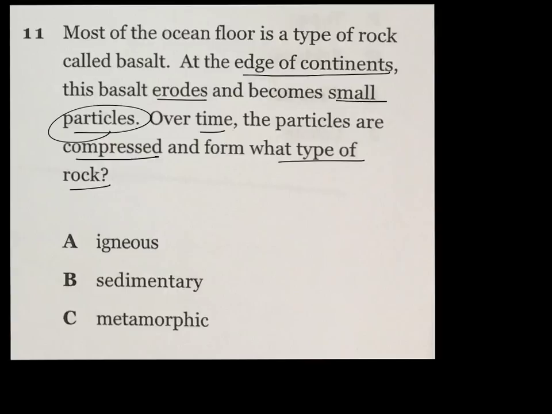Alright, so if we're actually taking a look at this, at the edge of continents, we have a bunch of particles, alright? So imagine a bunch of pieces like this, right? Because that's what particles are. So when these get compressed, remember, what does the word compress mean? Because we saw it earlier in another example with a spring.